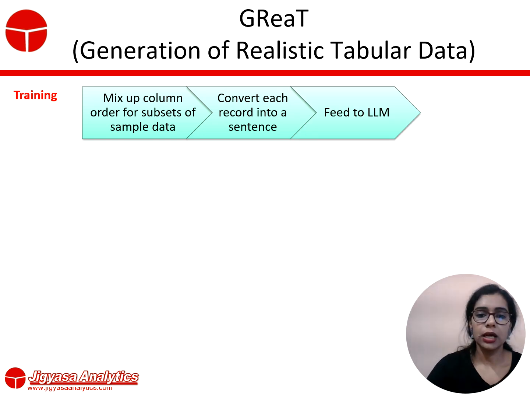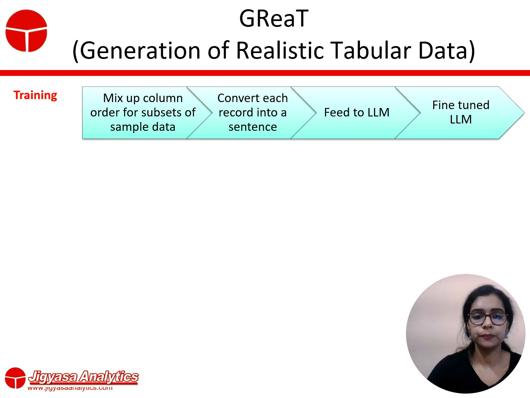These sentences are then used to fine tune an LLM. We are using the Distill GPT-2 model, so it learns to generate data sequences based on the observed patterns. The result is a model that has learned the distribution of the dataset in an autoregressive way, resulting in predicting one field at a time based on the prior field.